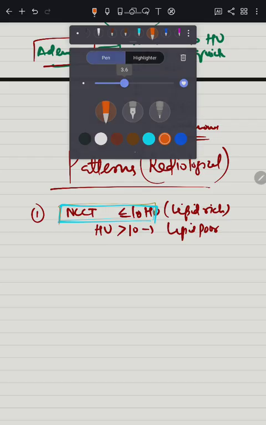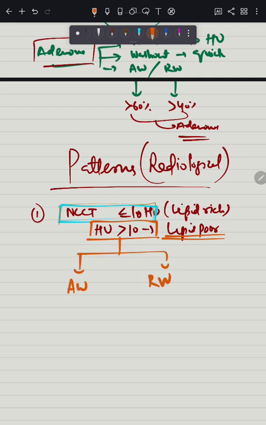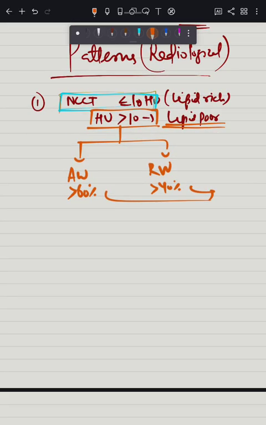But if there is some confusion, that is, you get Hounsfield units greater than 10 on NCCT, then you know it's lipid poor, but then you have to see the washout, absolute washout and relative washout. If absolute washout is greater than 60% or relative washout is greater than 40%, then it is adenoma. So this first criterion, NCCT less than 10 Hounsfield units, is not mandatory. You have to confirm with the washout values.